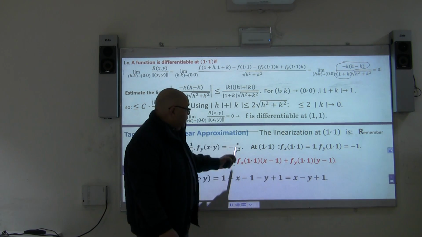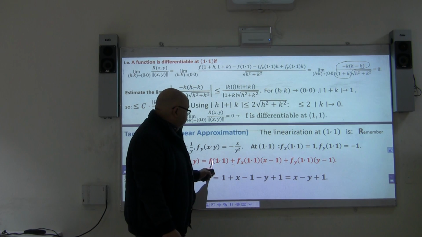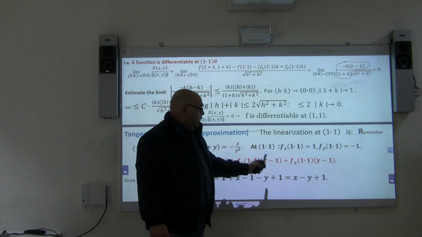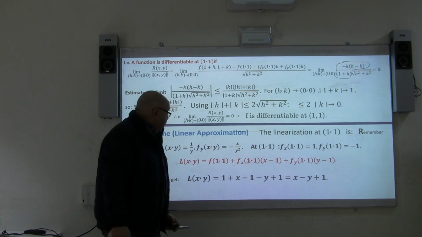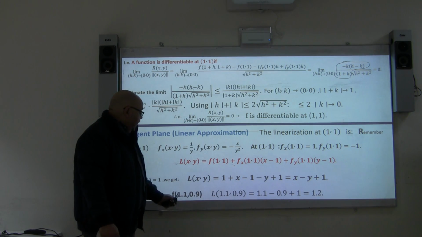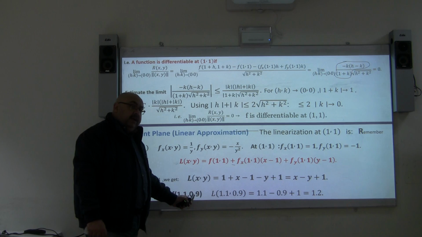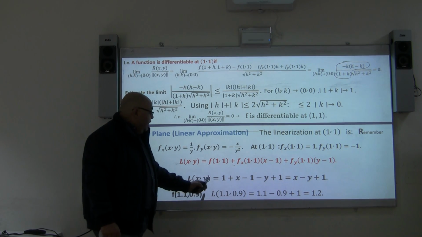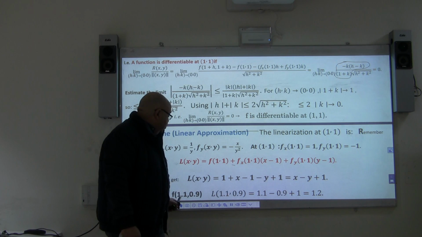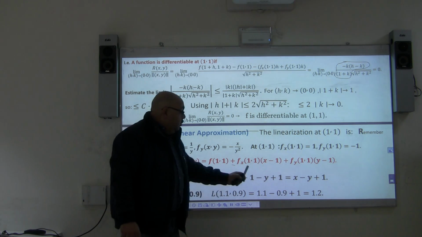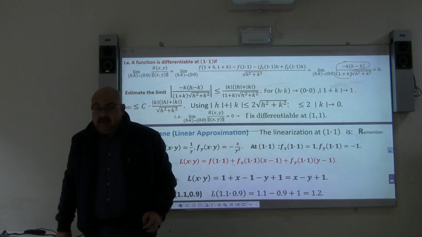I've written the equation that I just wrote to you: f at 1 and 1, f of x at 1 and 1, f of y, making the substitution. That's the equation. Okay, I need to evaluate it at 1.1 and 0.9. What I have to do is to replace every x and y by these two values, 1.1 and 0.9. Then I will have the approximated value.